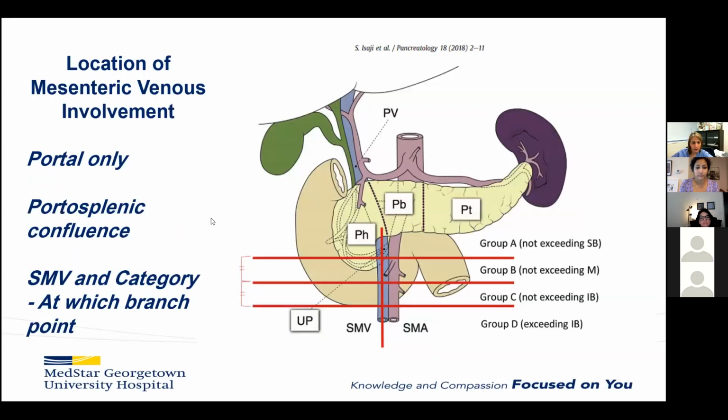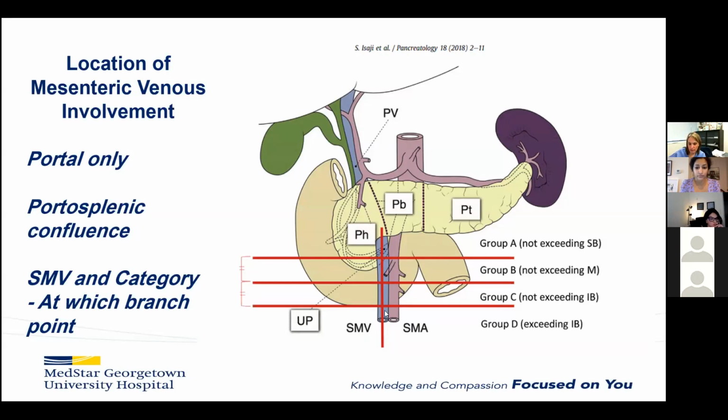All right, so the other thing, I think some of you may be familiar with this international consensus paper. This is essentially trying to get people to describe in some way and be on the same page about how caudal or cranial the involvement in the mesenteries of the SMV is. I'm not sure I love this because the duodenum isn't necessarily constant relative to the branching pattern, but the idea is that we say this is group A, this doesn't exceed the superior border of the duodenum, this is group B, it doesn't exceed the middle, and so on. The inferior border, it goes below the inferior border.